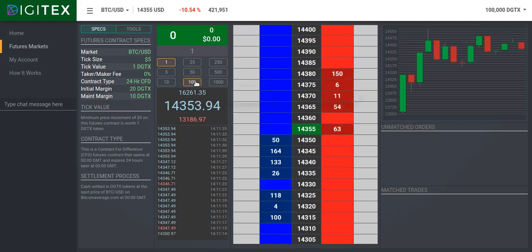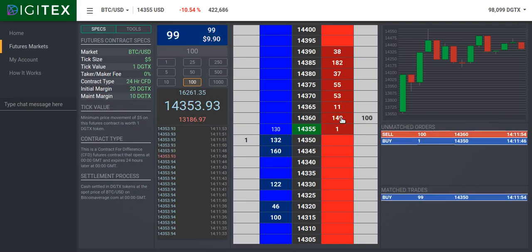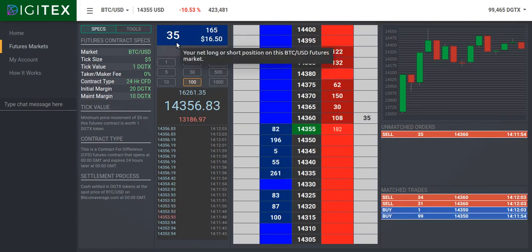So to place a trade, you simply select the number of futures contracts that you want to buy or sell. If you want to buy, you click to the left side of the price that you want to buy at. So here you can see I'll try and buy 100 futures contracts at 14,350, and to place a sell order, you click to the right side of the price that you want to sell at. Here you can see I'm trying to sell at 14,360.